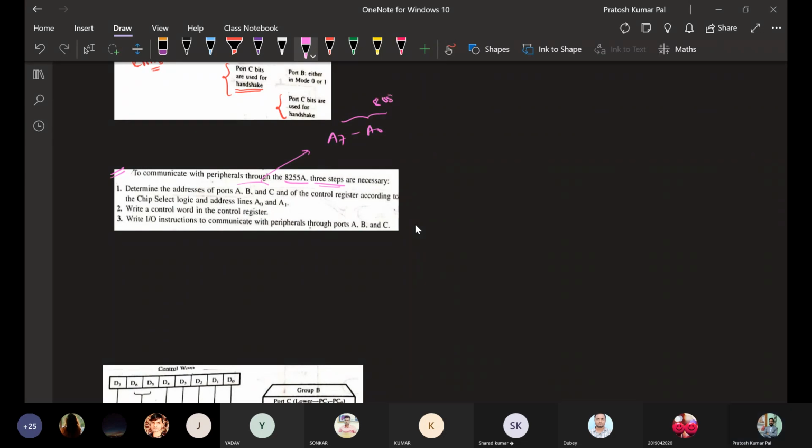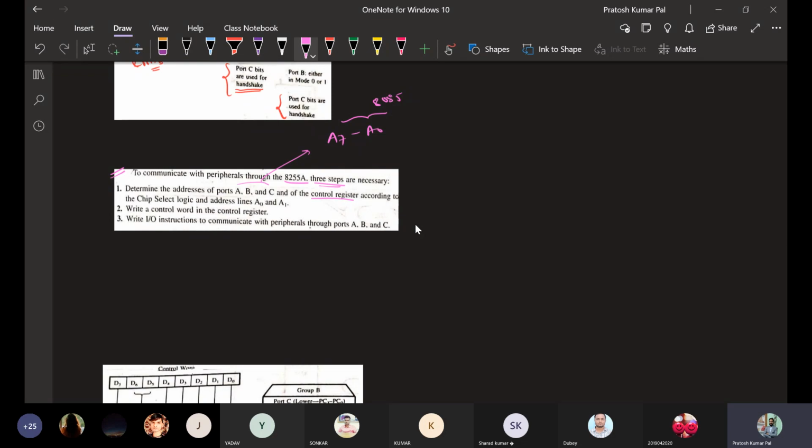The 8085 will decide the port addresses of A, B, C, and also the port address of the control register. We need to find out the control register address. That will be decided by A0 to A7, according to the chip select logic and the address lines, A0 and A1 along with the other A2 to A7. So that will decide these port addresses.